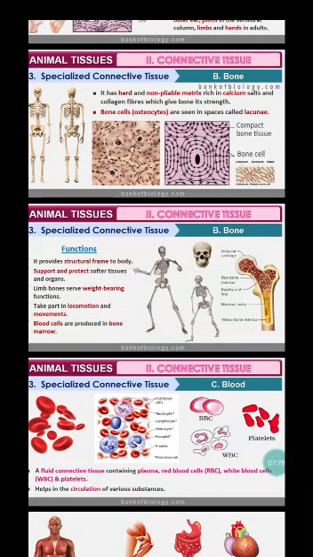And also the blood doesn't have the fibers. Blood is the only connective tissue which doesn't have the fibers. Okay, and except blood, all the other connective tissues have a matrix that is hard or a little semi-solid, right? Only the blood has a liquid matrix.